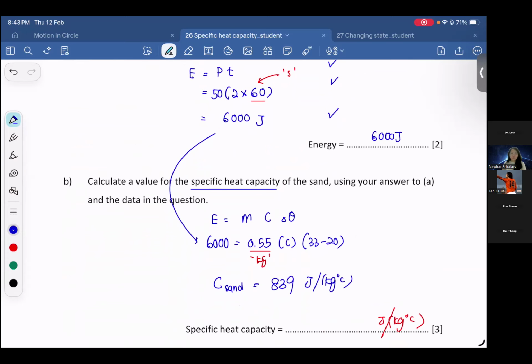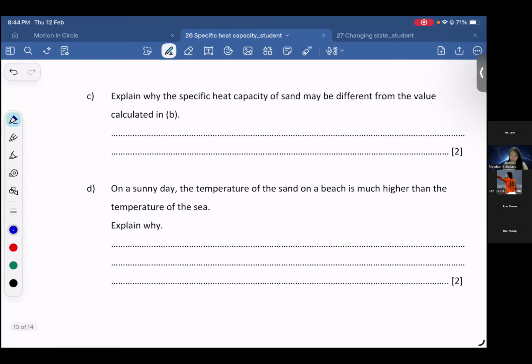Bora, correct. Yes, good job. Okay, so it should be 2 to 3 significant figure. Okay, don't give me 800. You will lose the final mark. Okay, so this one 839. Okay, until here, is that clear? A and B should be fine. Then we have to discuss, Angeline, thank you. We go to C. Okay, here.